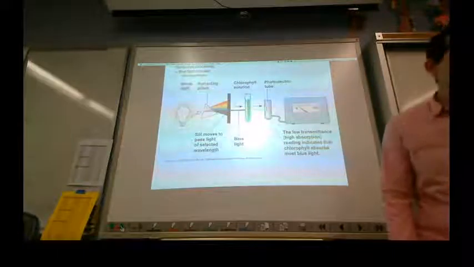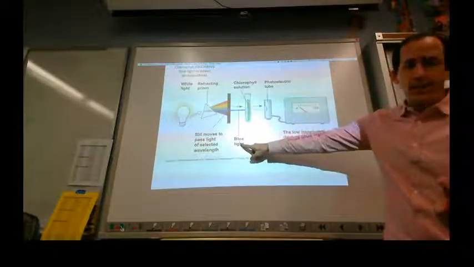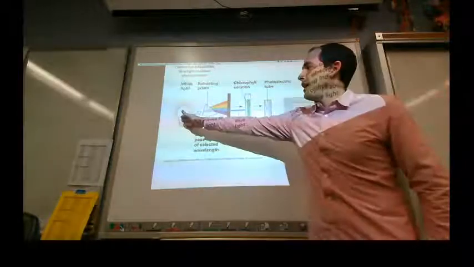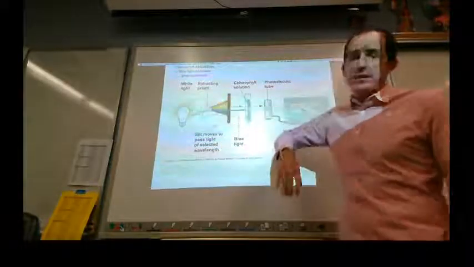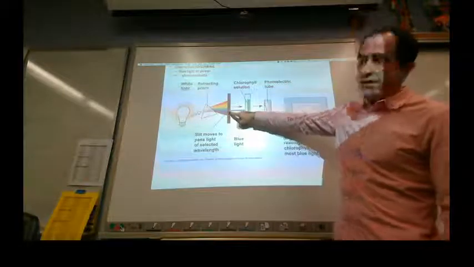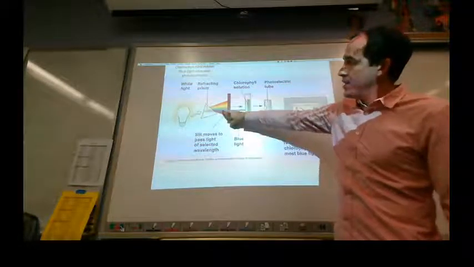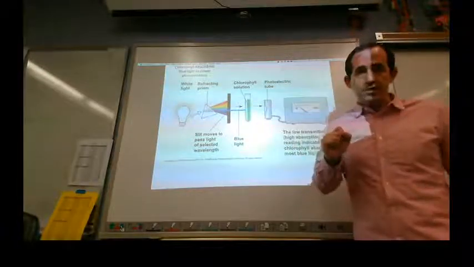I know it's a little bit hard to see, but you can see the label down here. So we have the same setup. We got our light, we have our prism, it breaks it up into the visible light spectrum. But in this case, we're going to set our screen up so that only blue light passes through.